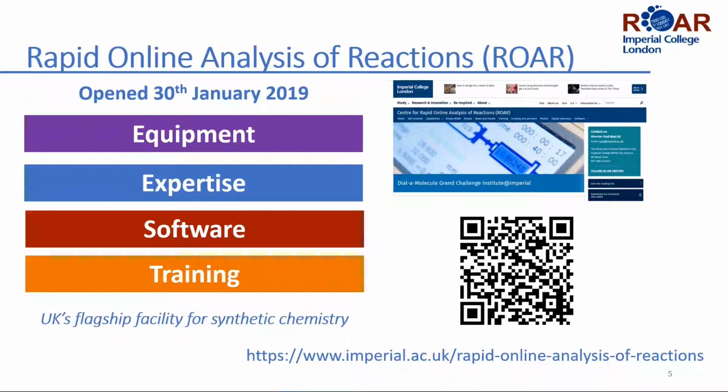It's key to say, RAW is not just for Imperial College. This is the Center for Rapid Online Analysis of Reactions. We are a facility for the chemistry community. We are here for anyone from academic chemistry in the UK to come and work with us, industry as well.